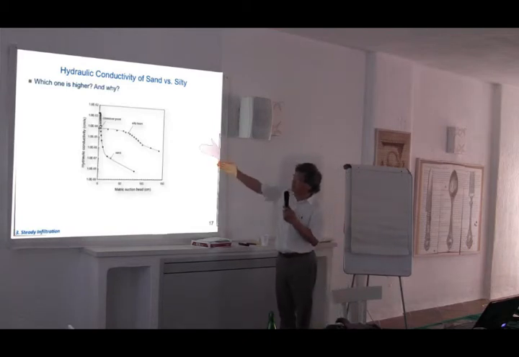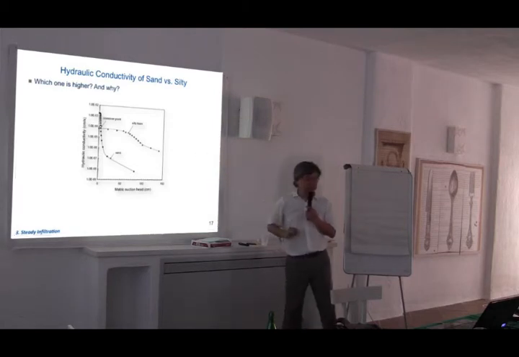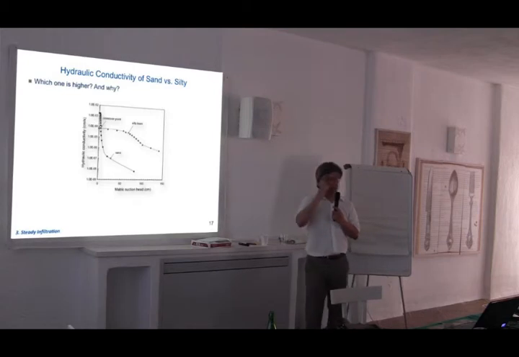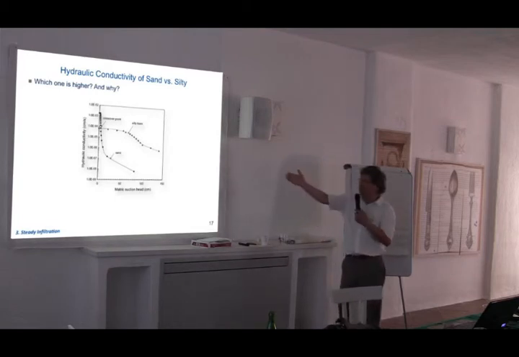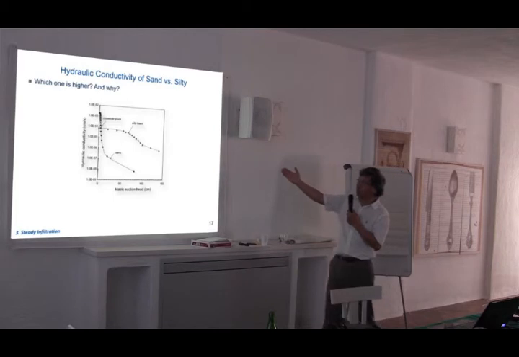But as they desaturate, you will see that at some point they're going to cross over, which means the sand's hydraulic conductivity function is going to reduce much faster than the silty soil's hydraulic conductivity. So you cannot say that the permeability of sand is always bigger than the permeability of silt. It really depends on their relation. And that function is what we call the hydraulic conductivity function.